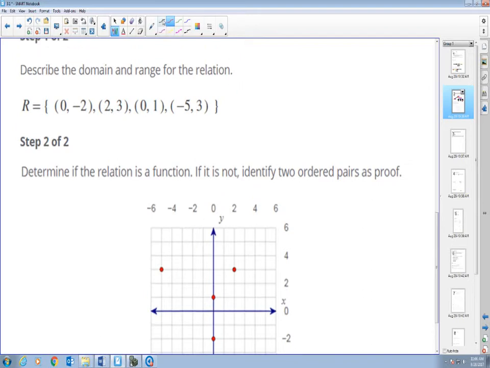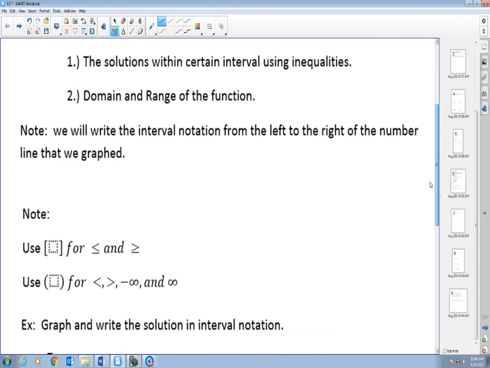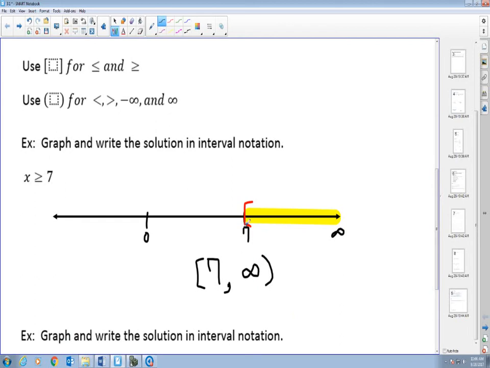So that means my domain is only going to be the four x values. So the domain is just going to be, using a brace, zero, I normally write from small to large, just force of habit, negative five, zero, and two. So I would simply say negative five, comma, zero, and two. Now, why don't I use interval notation for this example? Because interval notation actually refers to the answer starting at somewhere and going to another place. Everybody in between is included.